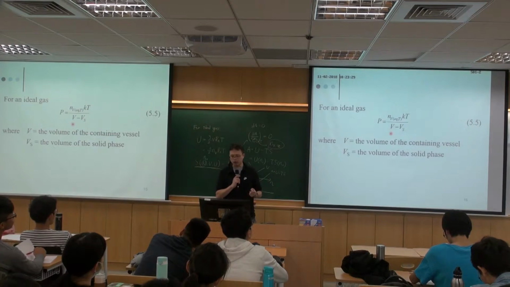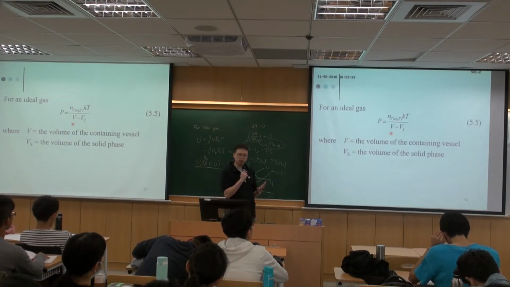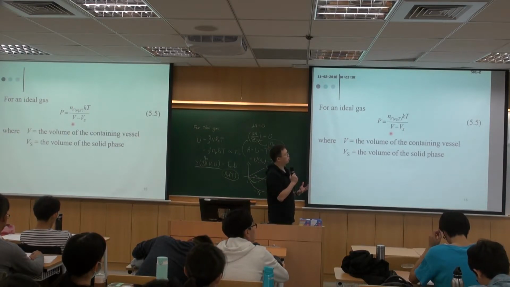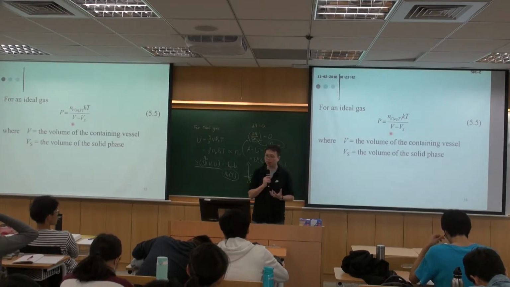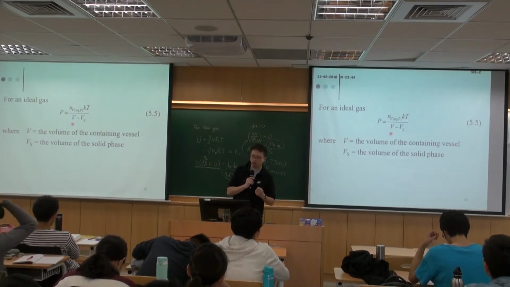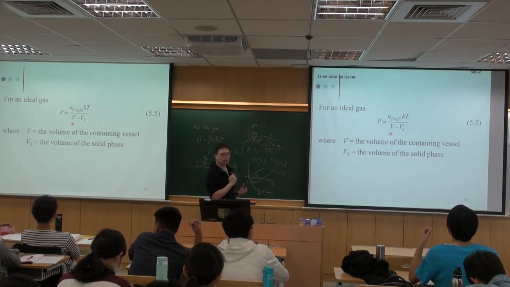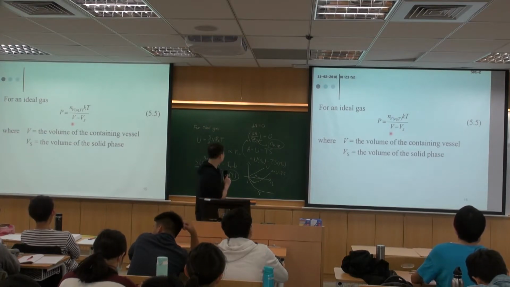And typically, actually, for the solid phase, the volume is much smaller than the vapor phase. So for a good approximation, you can just use Vs approximately 0. Okay? And therefore, the pressure is approximately nkT over the total volume. Okay?